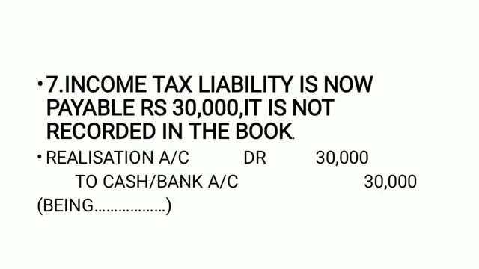This is realization account debit to cash and bank account. While understanding the concept of journal entries, I have clearly explained what the journal entry is for the payment of unrecorded liability. It is just similar to the journal entry for payment of liability.